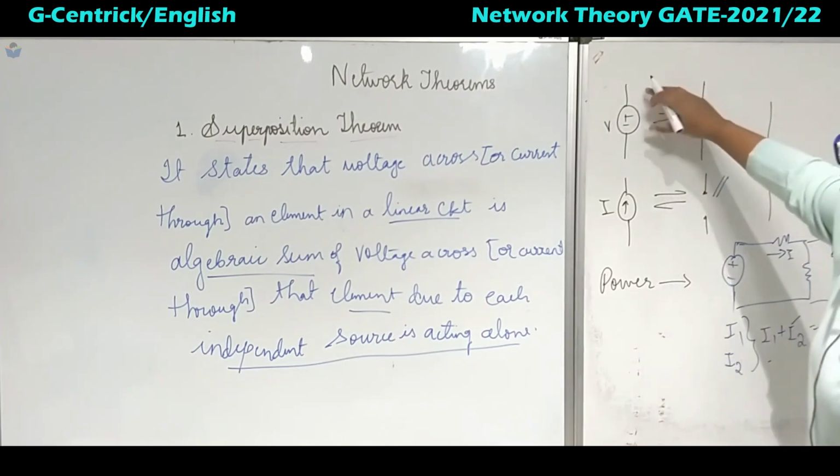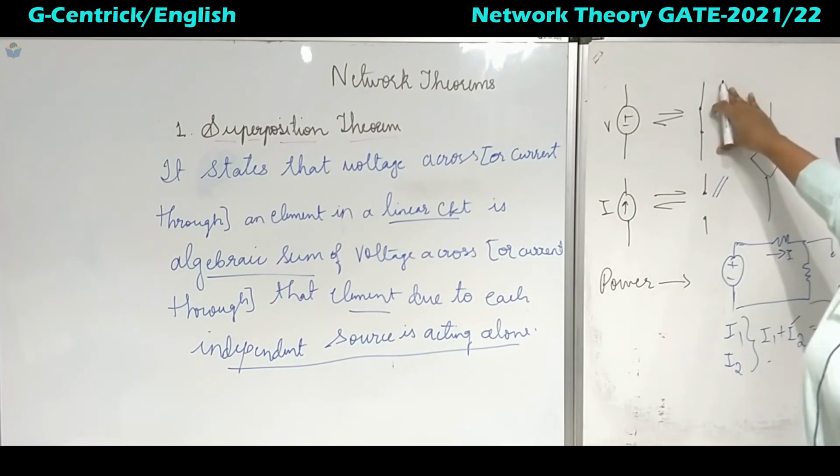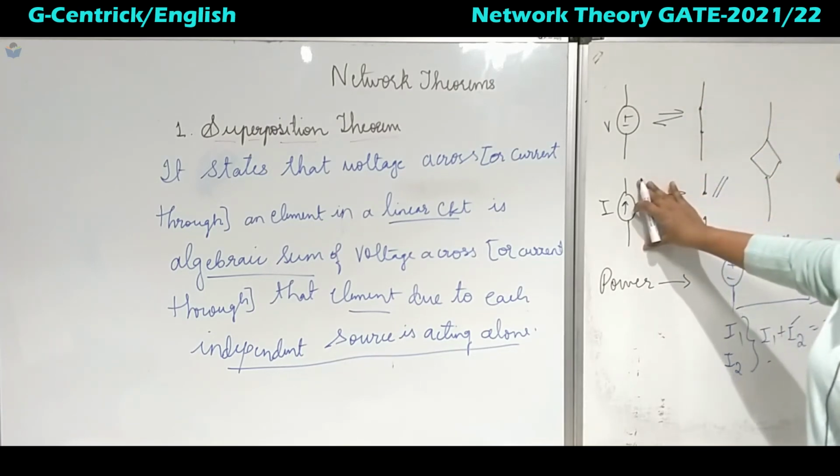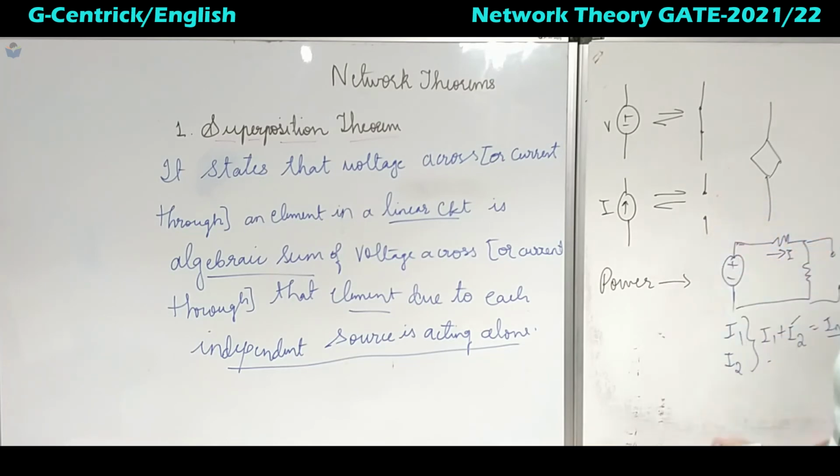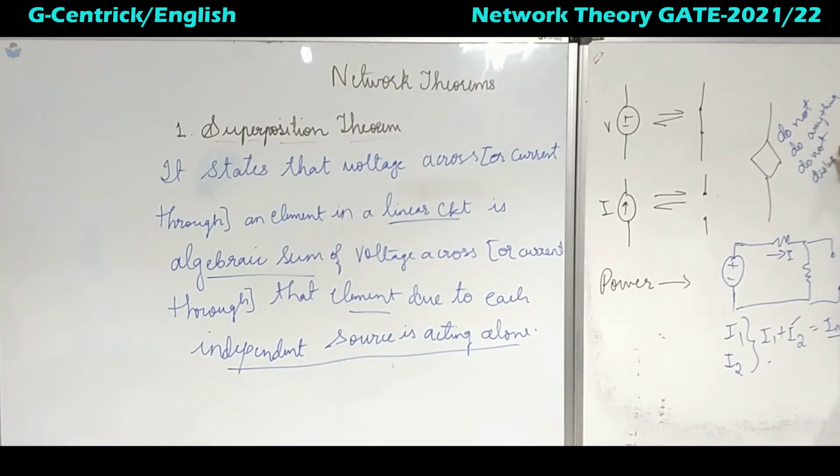Then you add these values together to get the net current in the circuit. So if it is a voltage source, you have to short circuit it. If you have an independent current source, you have to open circuit it. If you get a dependent source of any type, which is in diamond shape, then do not do anything. Do not disturb the circuit. Keep it as it is, and its hint will be given in the circuit itself.